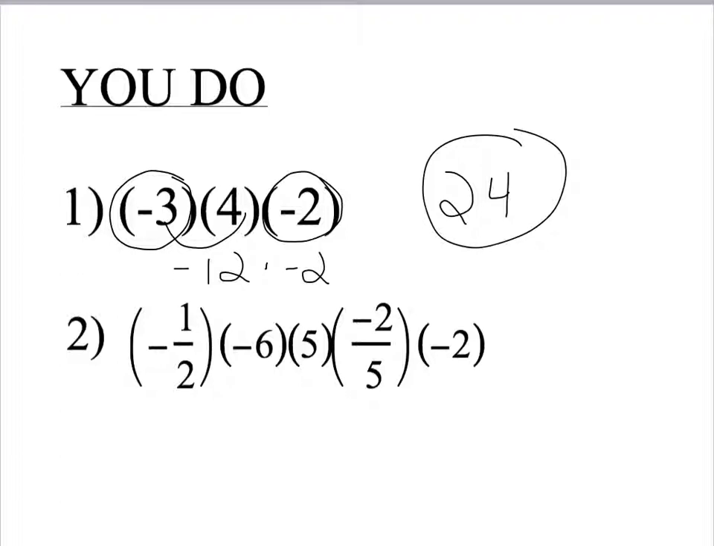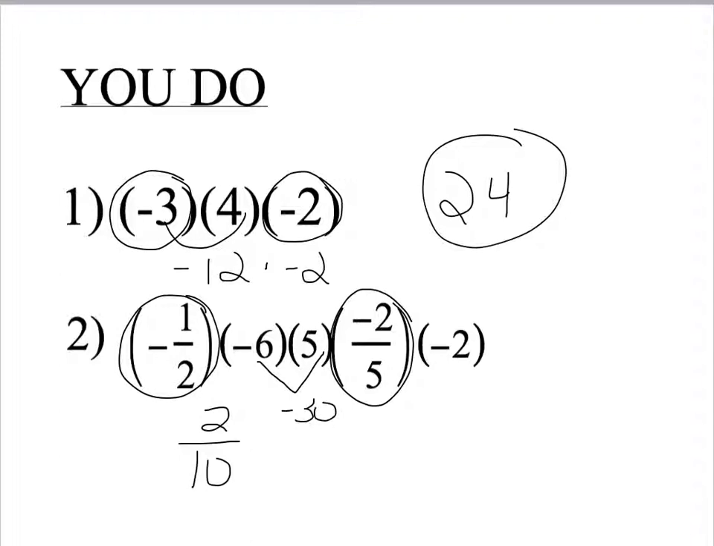Okay, so moving down to the second one. First what I'm going to do, and you could do this more than one way, is I'm going to multiply my fractions through. Okay, they're both negatives. This is going to become positive. So positive 2 over 10. Okay. So now from here I'm going to multiply through my whole numbers. So I have -6 times 5, which is -30. And then -30 times -2 will give me positive 60.